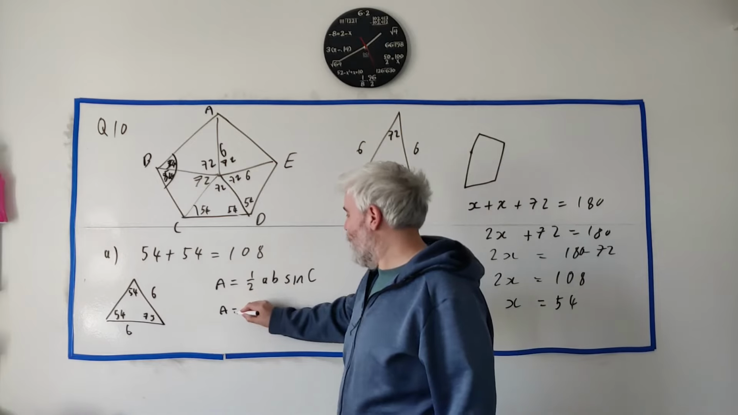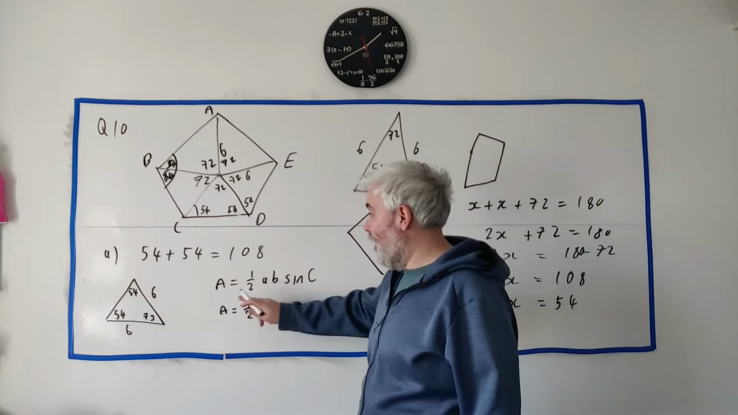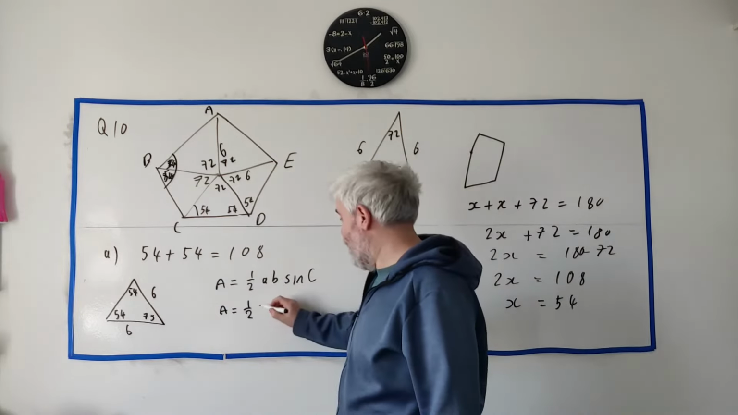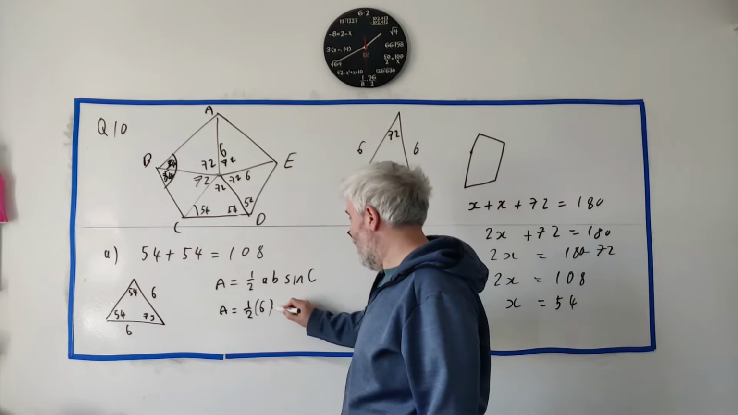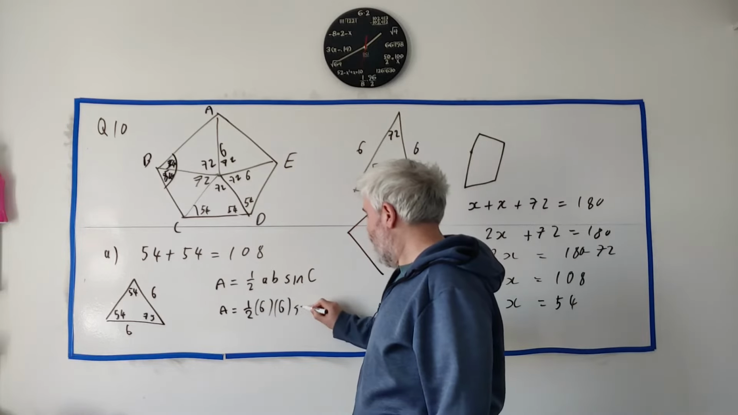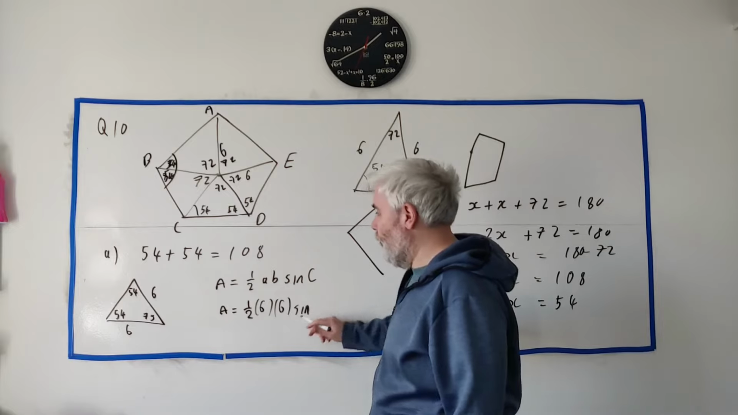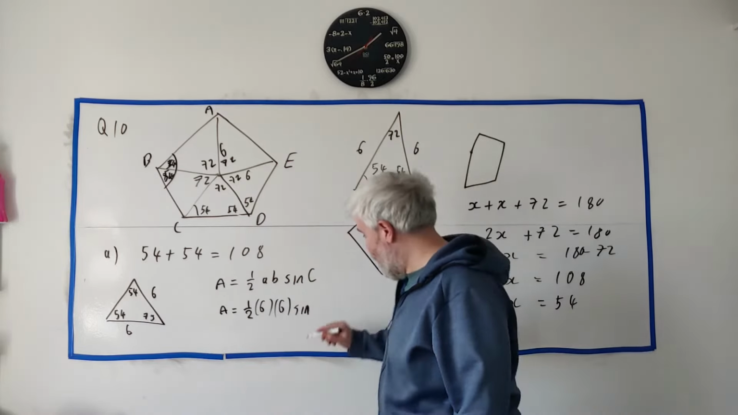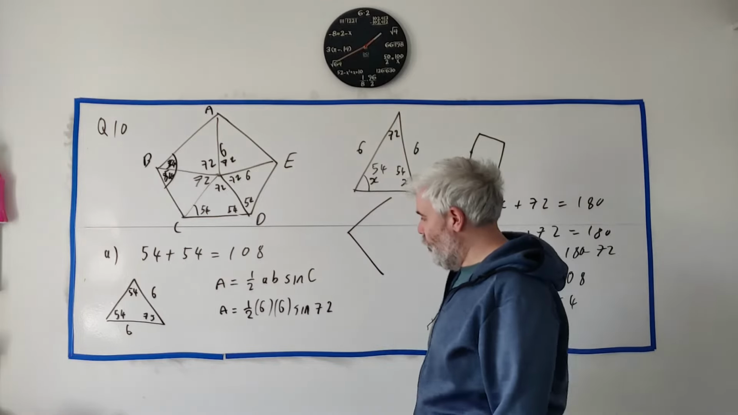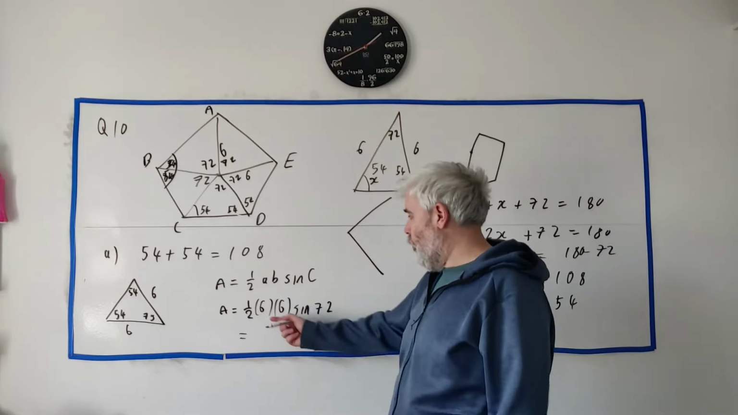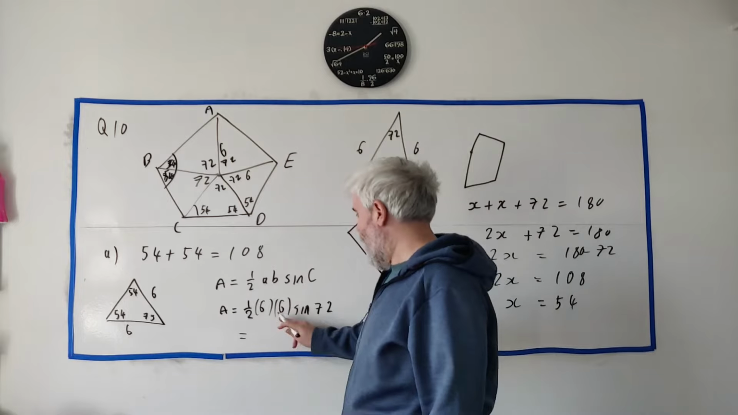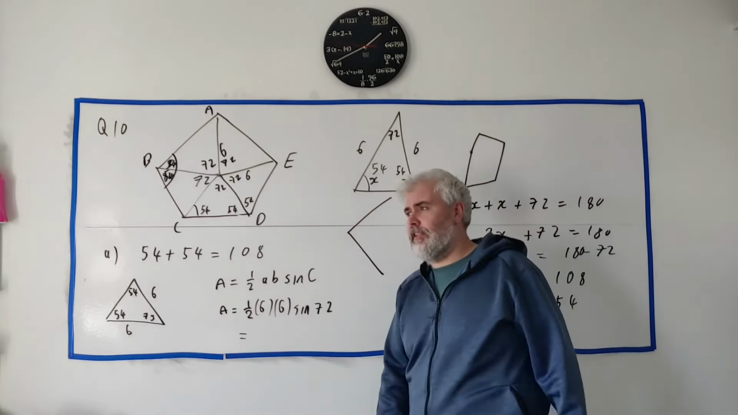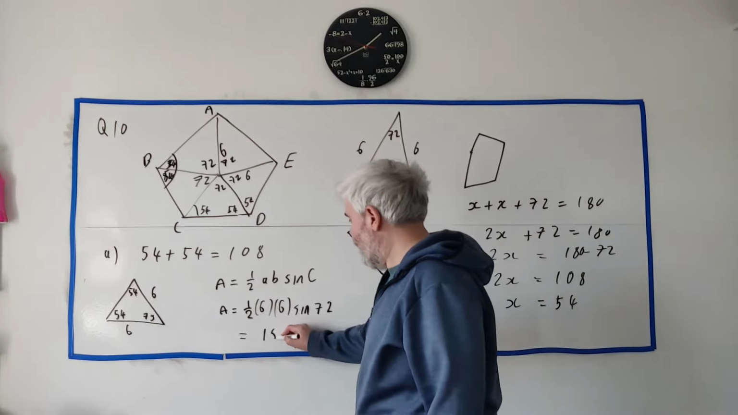So area is equal to a half times the side, whichever side you want. They're both the same. So 6 times sine of the angle in between them. In this case, it should be 72. It looks like it's 75, but 72. We put this all in a calculator, or you can do some of it yourself. 6 by 6 is 36. Half of that is 18.